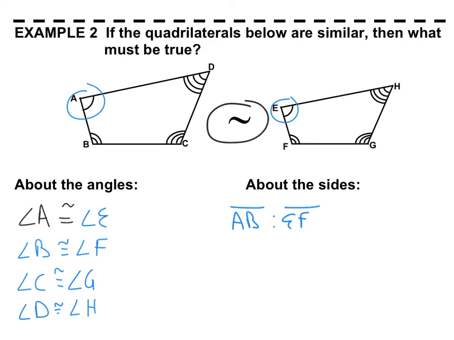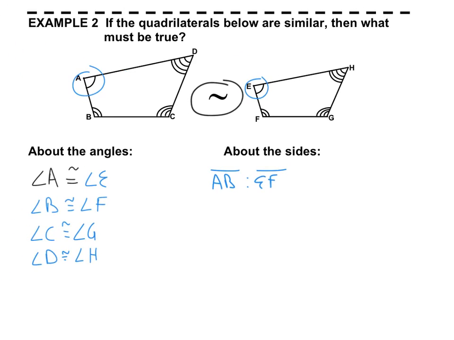So A and E were the same, B and F were the same, so that means those sides are corresponding, which in this case they're proportional. Then I have my segment BC, and that's going to be corresponding to, it looks like FG. I have side CD, which looks like it's going to go with side GH. And then my last side would be DA or AD, it doesn't really matter, would be the same as HE.